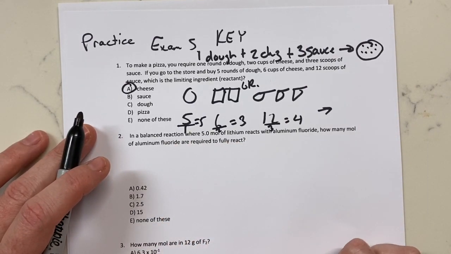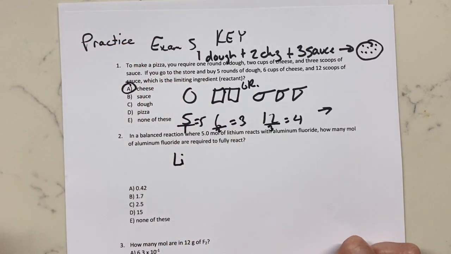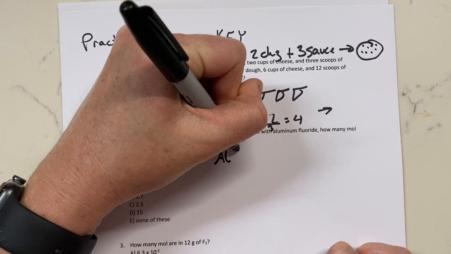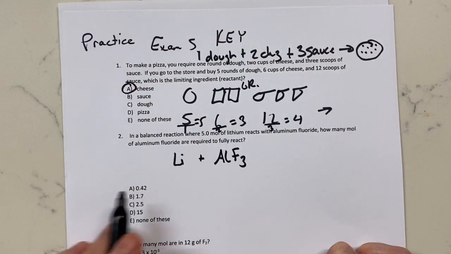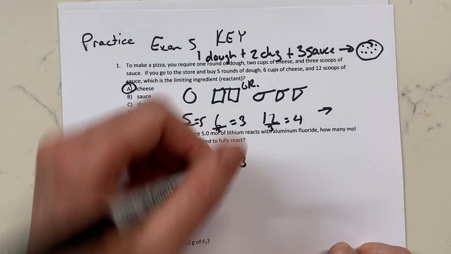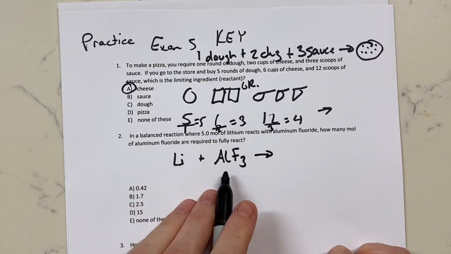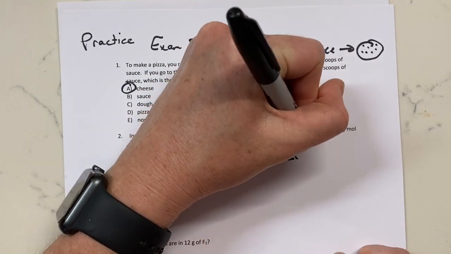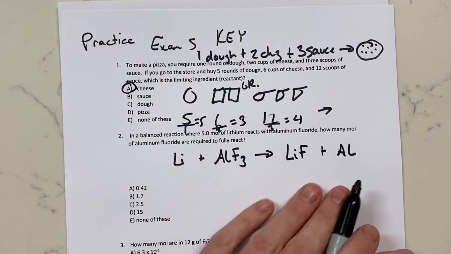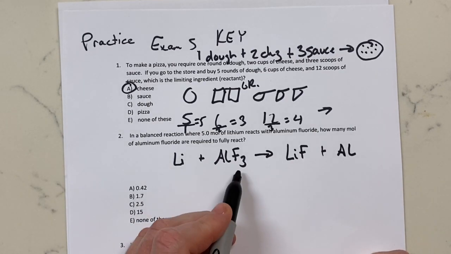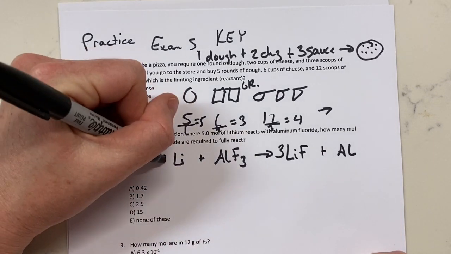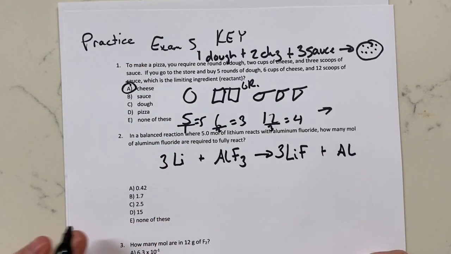In a balanced reaction where 5 mole of lithium reacts with aluminum fluoride, how many moles of aluminum fluoride are required to react? So in this reaction, lithium and aluminum fluoride will form lithium fluoride and aluminum. We should recognize this as a single displacement reaction. Now we have to balance it, because over here I see that there's 3 fluorides, so we need 3 there. That changed the amount of lithium, so we need 3 lithium. We have 1 aluminum and 1 aluminum, and that looks relatively balanced.